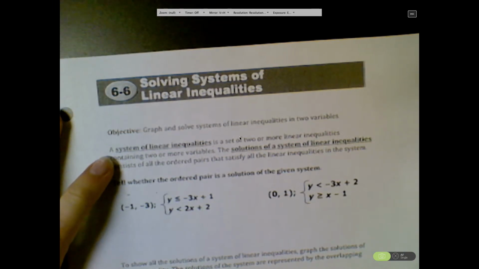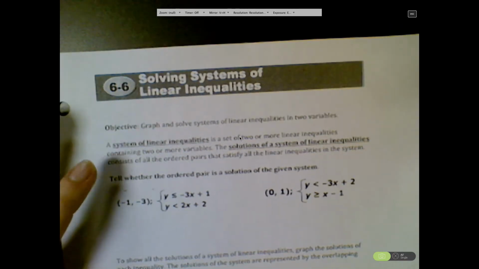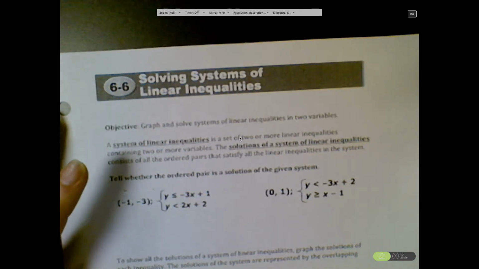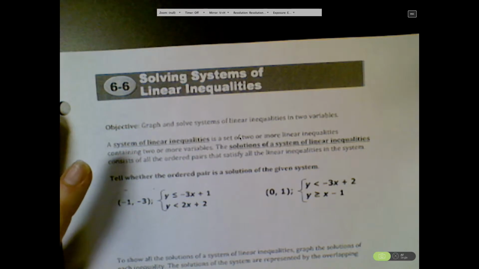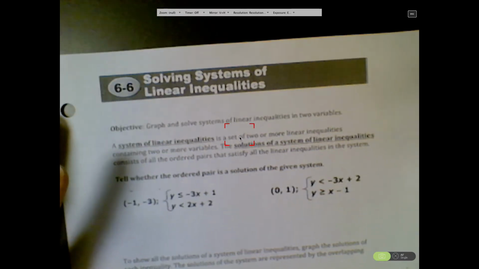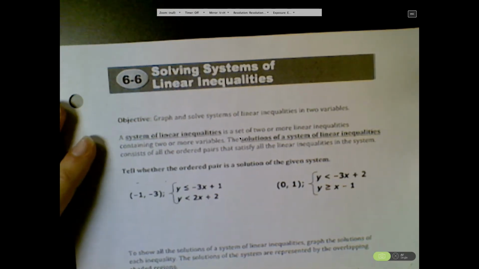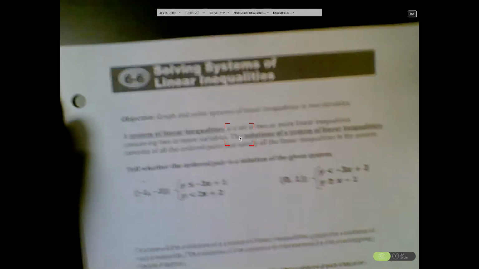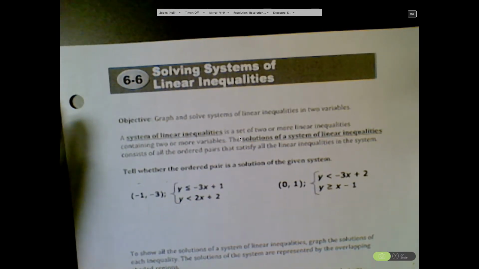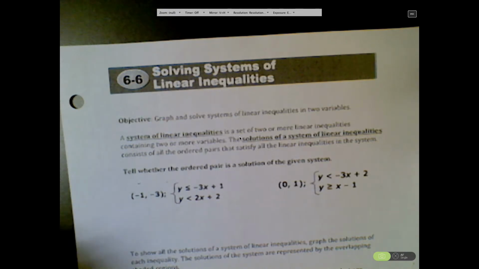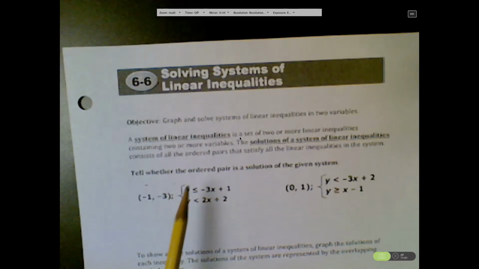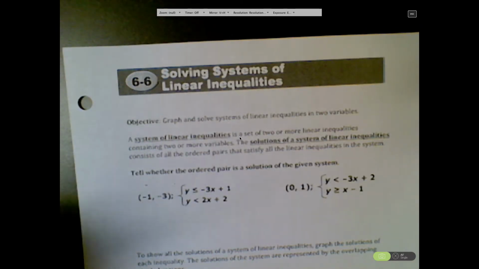A system of linear inequalities is a set of two or more linear inequalities containing two or more variables. The solutions of a system of linear inequalities consist of all the ordered pairs that satisfy all the linear inequalities in the system. So in the first section, when we are trying to tell whether the ordered pair is a solution of the given system, we need to do exactly what we did yesterday, except now instead of plugging the numbers into just one of the inequalities, we're going to plug it into both.